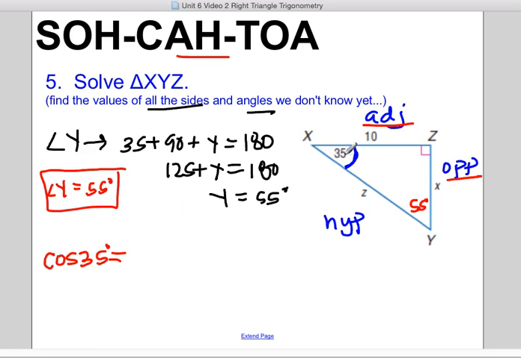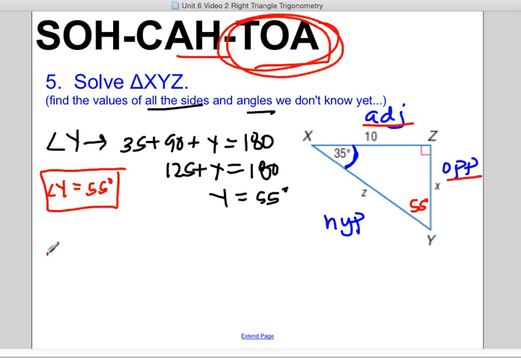Sorry, I messed that up, didn't I? We're using opposite and adjacent. We're not using our hypotenuse right now, so let's go ahead and change that. That is not cosine. Who is that? That is our tangent. So we're going to use tangent. So it's tangent of 35 is equal to my opposite x over my adjacent 10. So to solve for x, I multiply both sides by 10. So x is equal to 10 times tangent of 35.